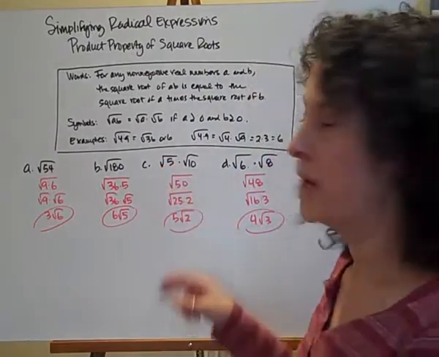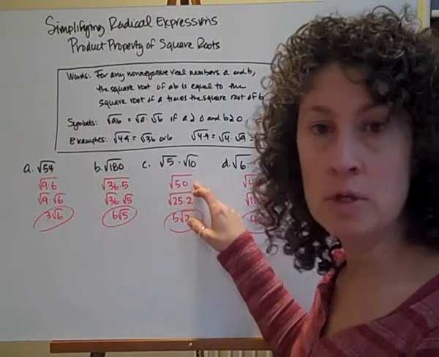All right, let's do a little multiplying here. The square root of 5 times the square root of 10 is equal to the square root of 50.